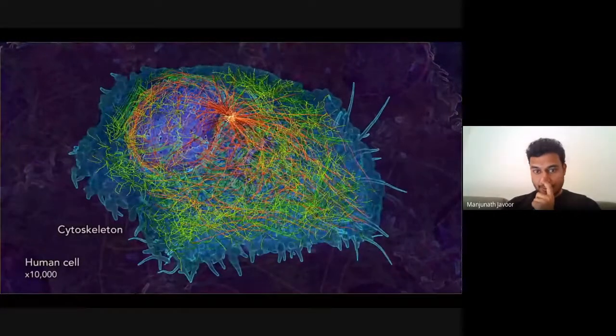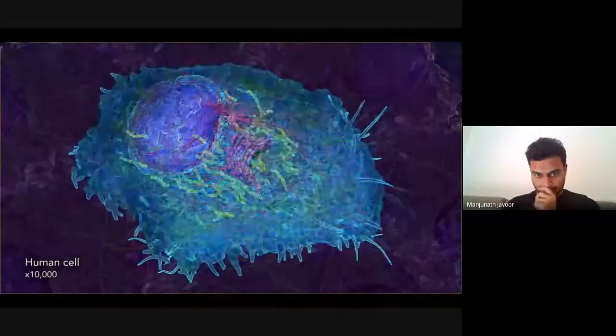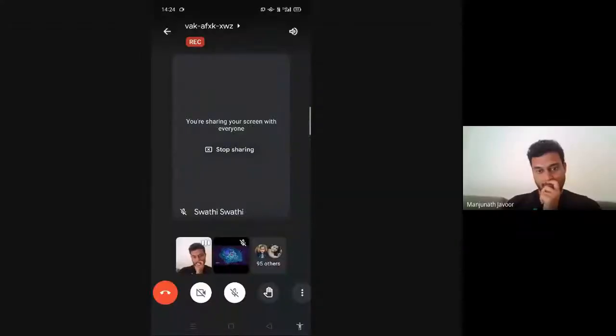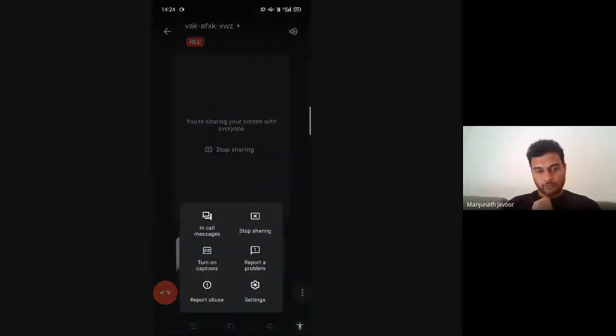And then there are other parts of the cell, not only this, there are other parts of the cell which give you energy. So whatever food we eat is converted.